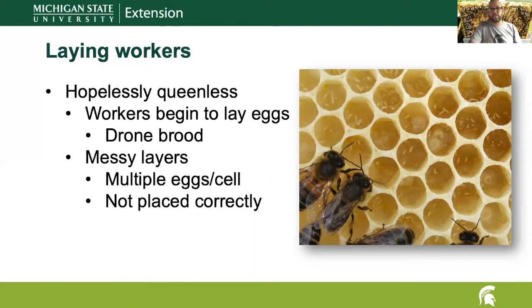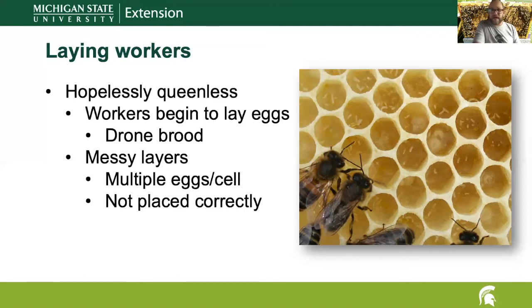Now, the big thing to keep in mind here is the way you recognize this. So we've talked about losing a queen. You may not recognize that, and you may get to this situation where you're in a hopelessly queenless situation, a laying worker situation. Excuse me. So what I want you to do, there is a very easy way to determine if you have a laying worker situation. And this picture here illustrates it perfectly.